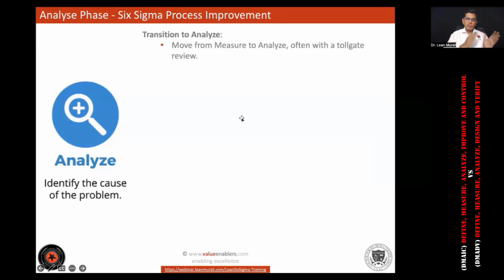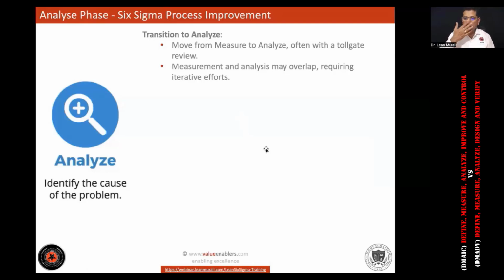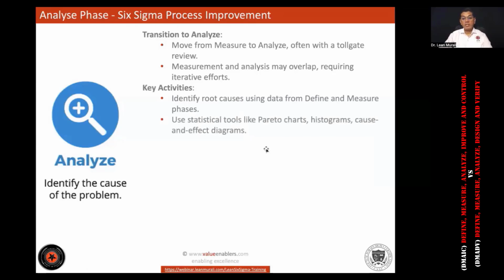We move from measure to analyze, often again with a toll gate review. There is a checklist. The measurement and analysis may overlap, requiring iterative efforts. The activities here are to identify the root causes. We use a lot of statistical tools during the analyze phase, such as Pareto diagrams, histograms, and cause and effect diagrams. We will verify the causes and prepare for the improve phase.